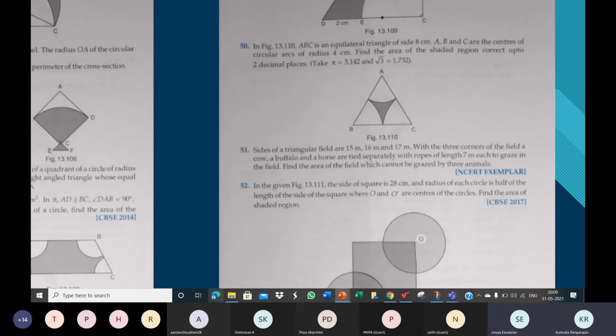Now, some of you said yes. Now I want that answer. I want to know the area of the sector that's grazed by the buffalo. My question was, can we find the areas of the three sectors separately? Can we find the area grazed by the cow, the area grazed by the buffalo, the area of the sector grazed by the horse? Can we find that?